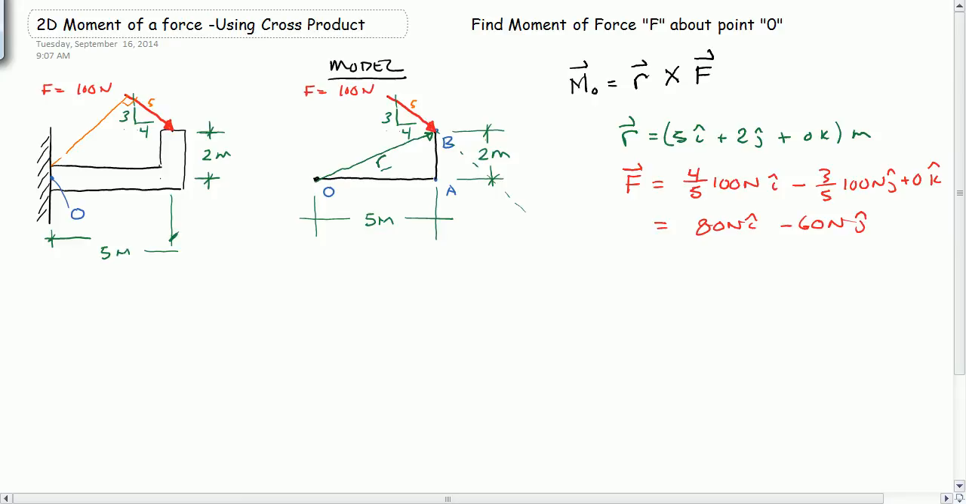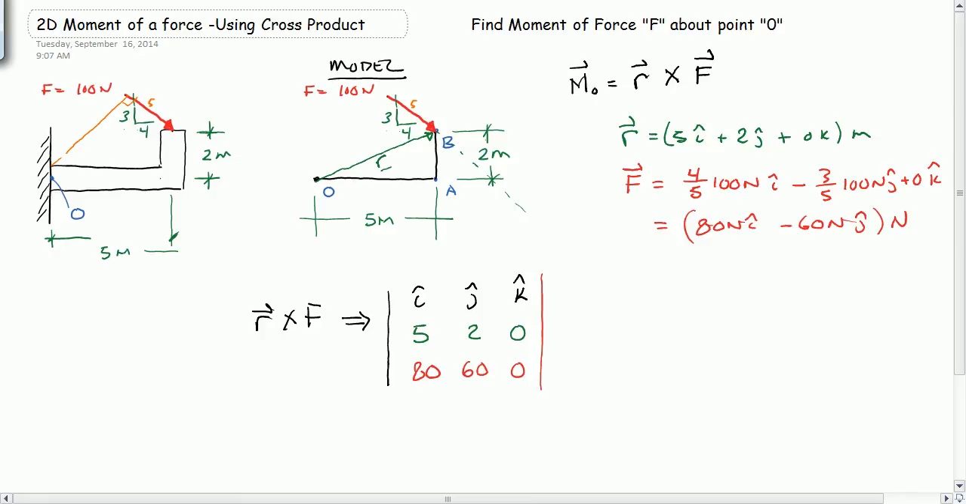Now, to use the cross product, we use the determinant. So R cross F is calculated by taking the determinant of i, j, and k, then R, which would be 5, 2, and 0, and the force, 80, negative 60, and 0. There are many ways of doing the determinant. The way I like to do it is to make two more columns: I copy the first and second columns over, i and j, 5 and 2, and 80 and negative 60.